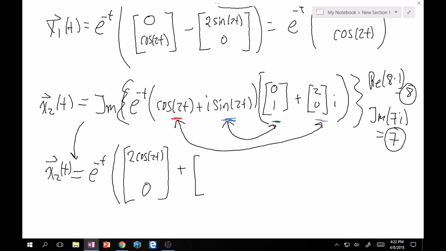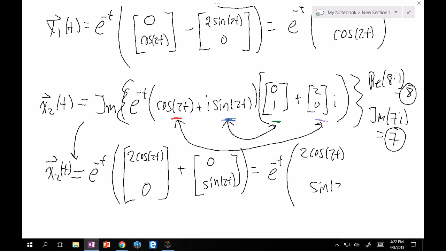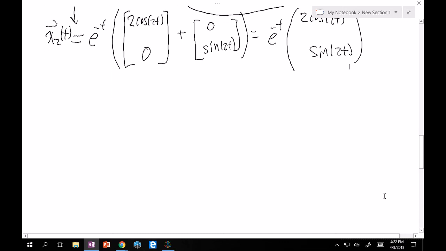Okay, great. Now the blue times the green, that would be 0 up here, and then a sine 2t. Which means that this is now e to the minus t times 2 cosine 2t and sine 2t. Great. And so the final step is to just take a linear combination of these two things.